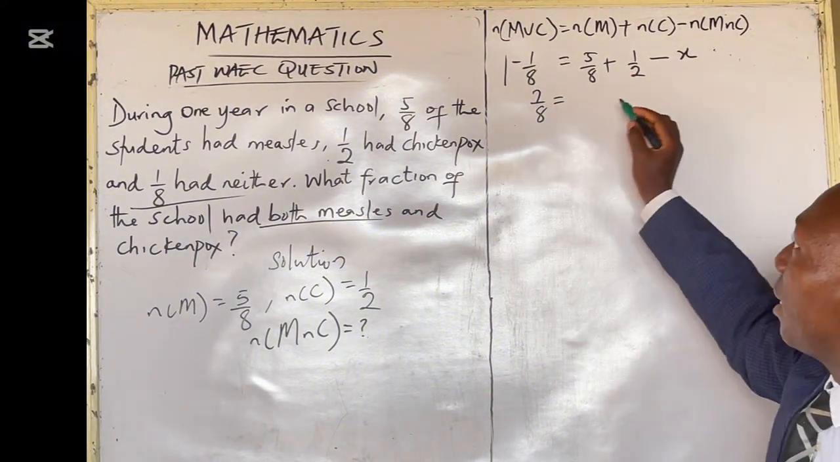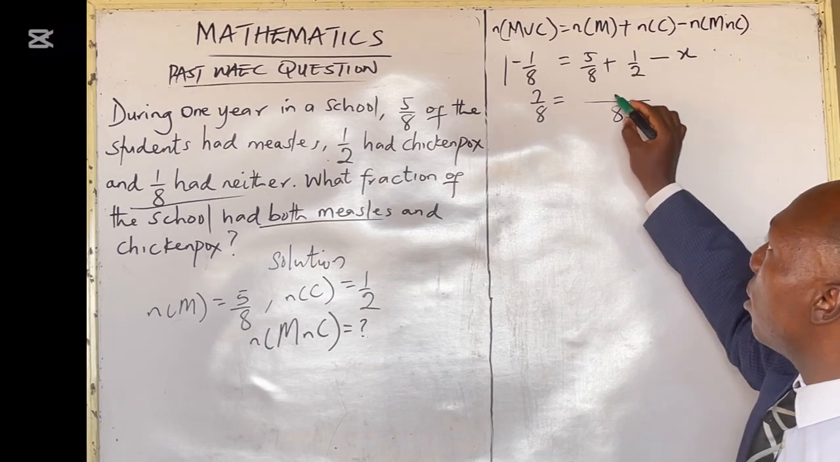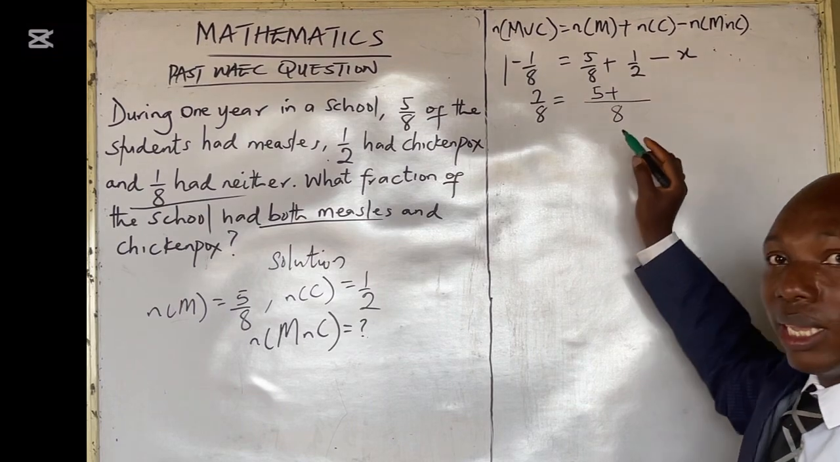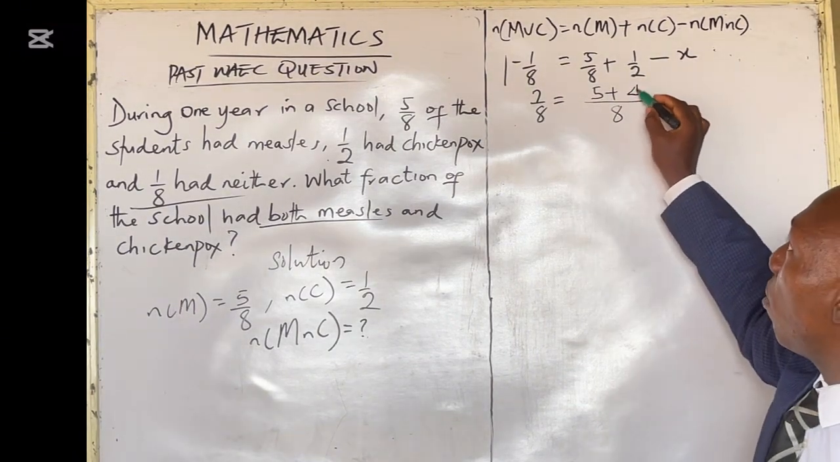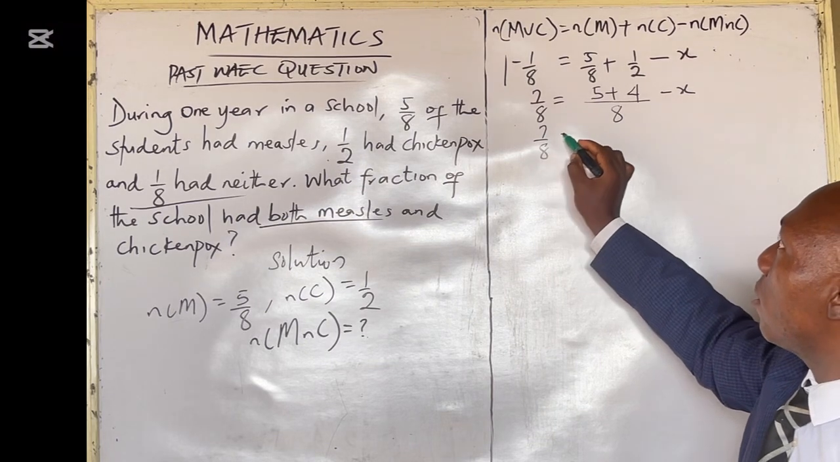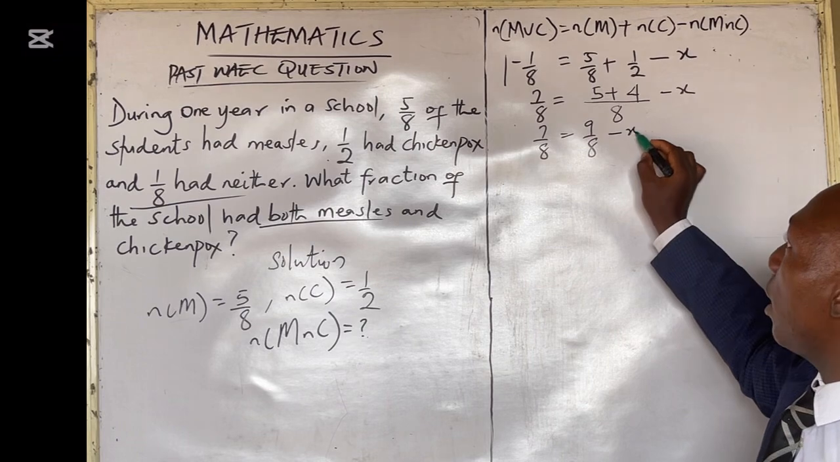So we can find the LCM of 8 and 2. LCM of 8 and 2 is 8. 8 in 8, 1; 1 times 5, 5. 2 in 8, 4; 4 times 1, 4. Minus X. So 7/8 equals 5 plus 4, that's 9/8 minus X.